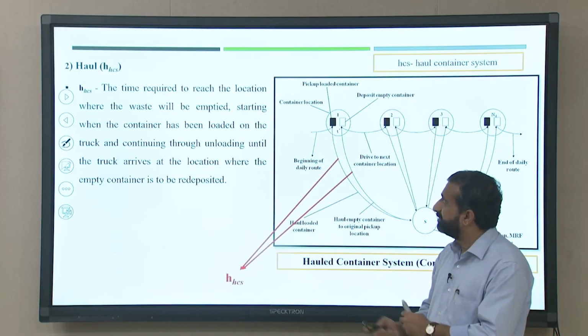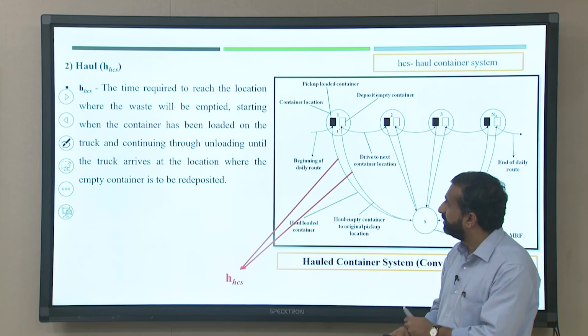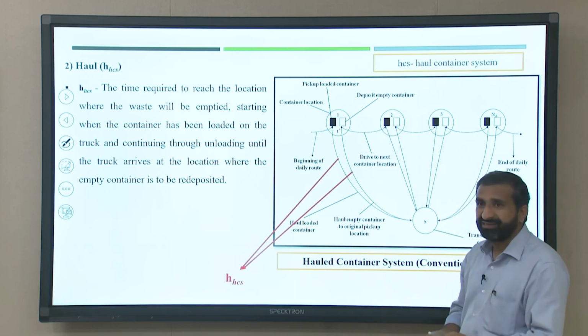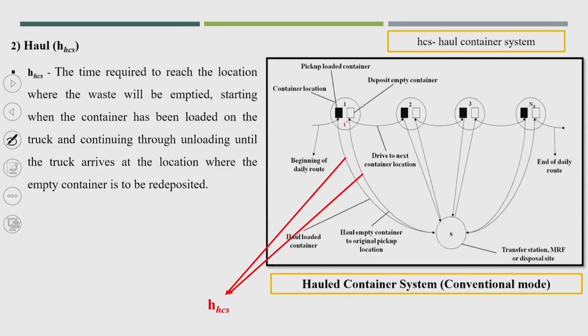The next functional unit operation is the haul, that is the time required to reach the location where the waste will be emptied, starting when the container has been loaded on the truck and continuing through unloading until the truck arrives at the location where the empty container is to be redeposited. So, the haul time starts after loading of the full container, until the vehicle goes to the disposal site or recycling facility and again returns to the same location. This time required is considered the haul time, that is a unit operation.